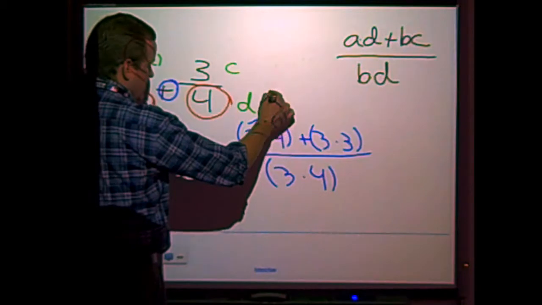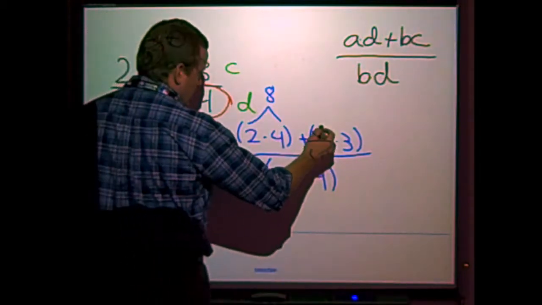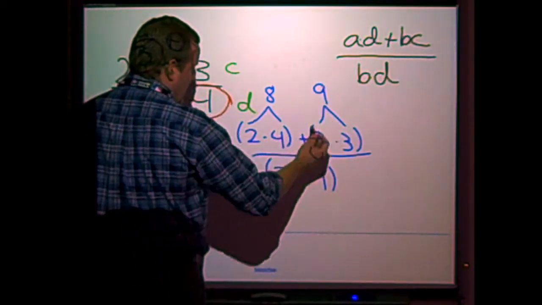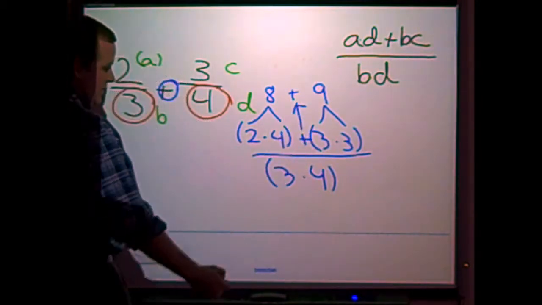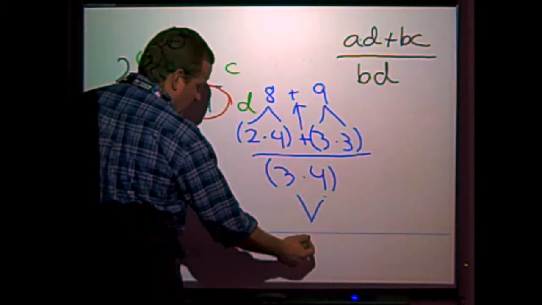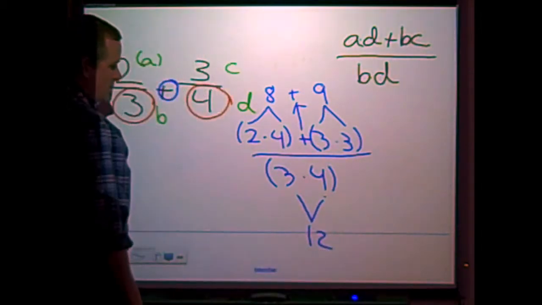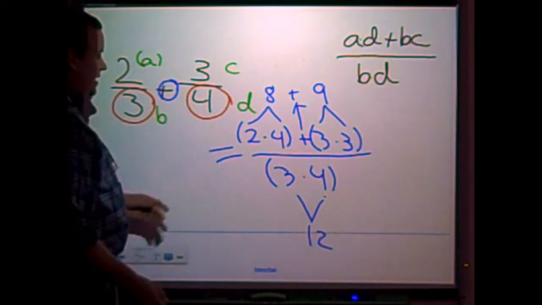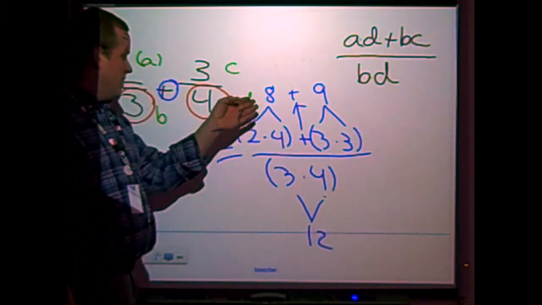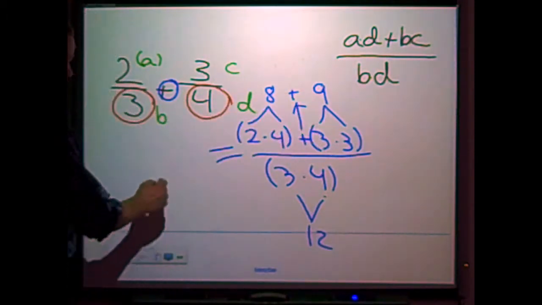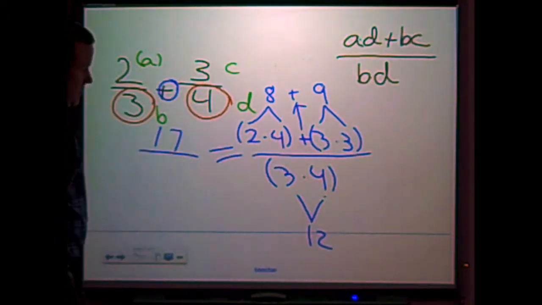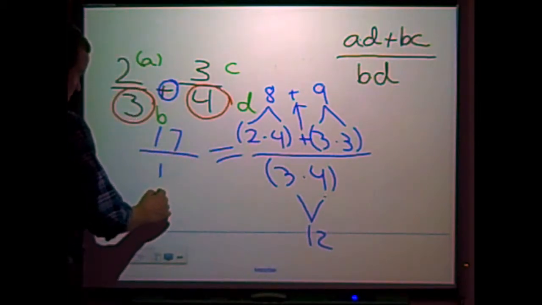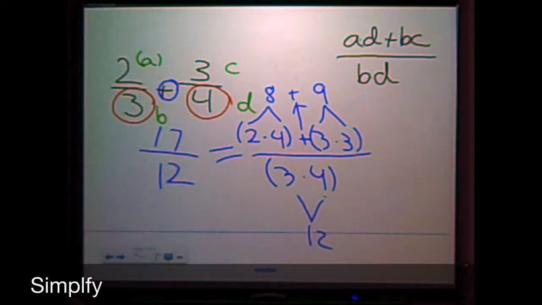2 times 4 is 8. 3 times 3 is 9. And I'm just going to move up my addition symbol here just to make sure I don't forget that. And we go 3 times 4 is 12. I'm going to move over here to this side and have a little bit more room. So if I add 8 plus 9, I know that's 17. I move over my 12. So now we have 17 over 12.